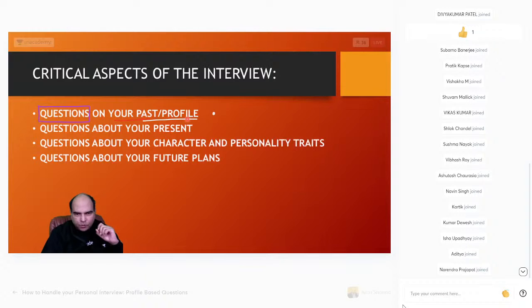There are four major sources. Second, there will be questions about your present. Third, there'll be questions about your character and personality traits.